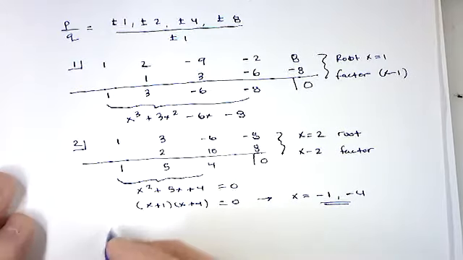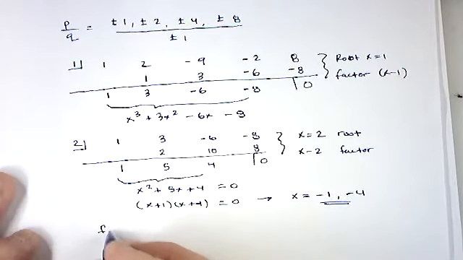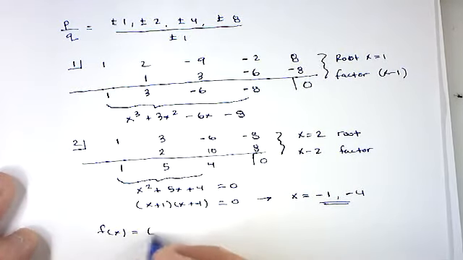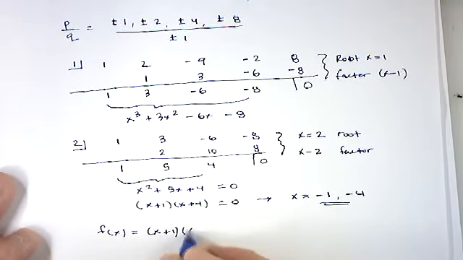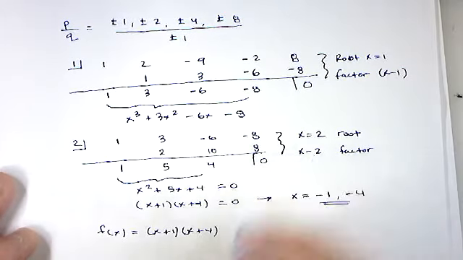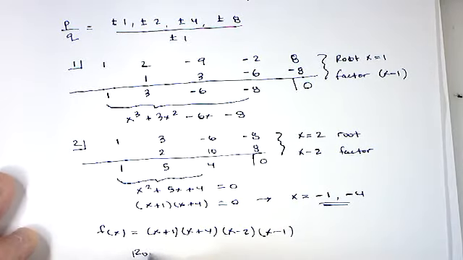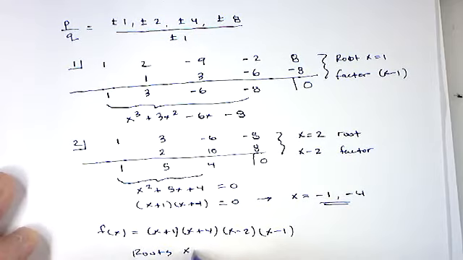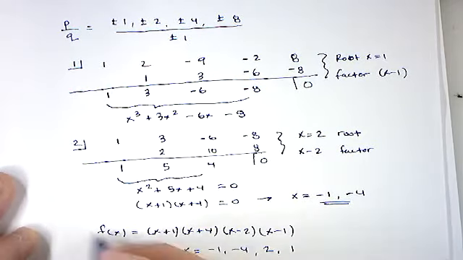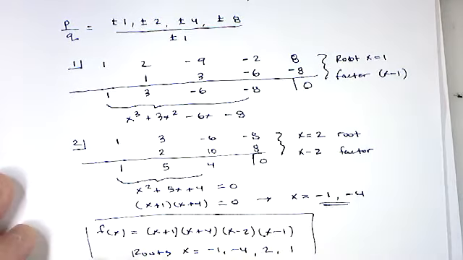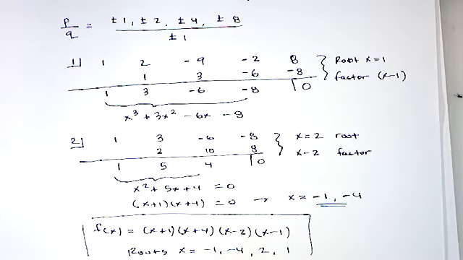So that means, just to summarize this, my polynomial could be factored into, might as well start with these, x plus 1, x plus 4, x minus 2, x minus 1, and of course the roots are x equals negative 1, negative 4, positive 2, positive 1. Okay, let's look at another one.